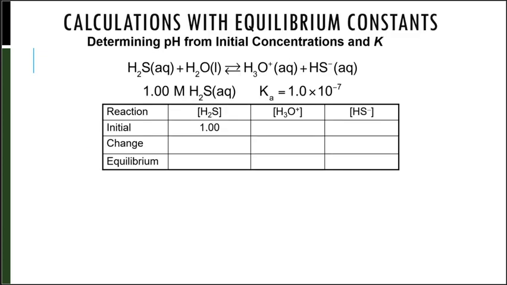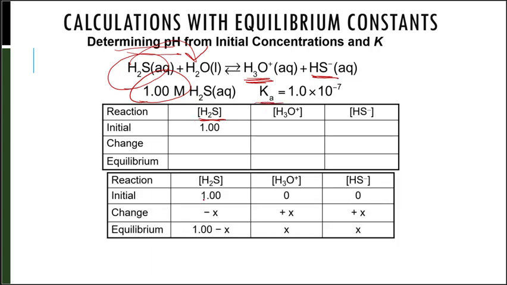Let's go the other way around. Let's determine the pH from initial concentrations and K. If I have H2S, a weak acid, in water, my acid will donate, so one product will be H3O+. My other product will leave me with one less hydrogen, so HS minus. I'm given my initial concentration of my weak acid, and I'm given Ka. So let's go through and do our ICE table.